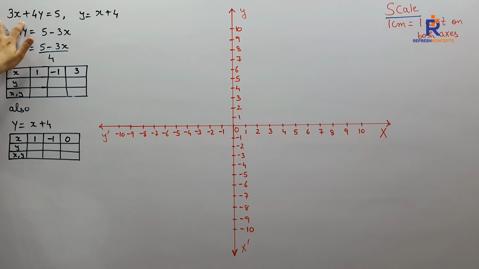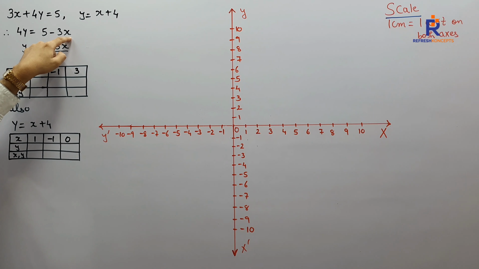So we are taking the first one, 3x plus 4y is 5. As we all are aware, we are supposed to convert it into y is equal to mx plus c form. So 4y as it is, 5 plus 3x when it goes over there becomes minus 3x. So it is 4y is 5 minus 3x. y is equal to (5 minus 3x) by 4.